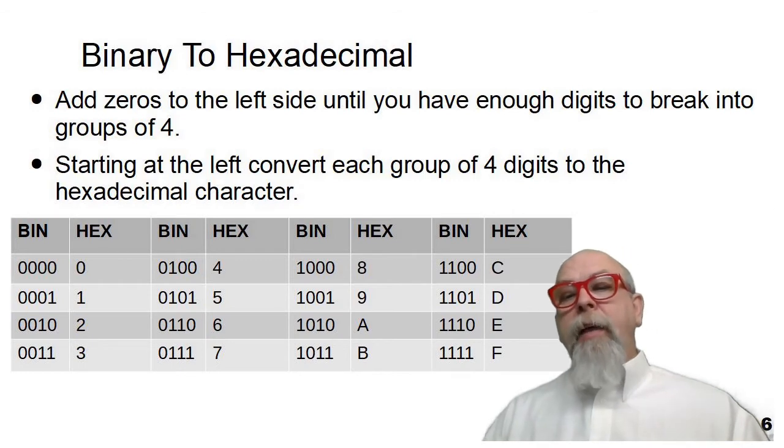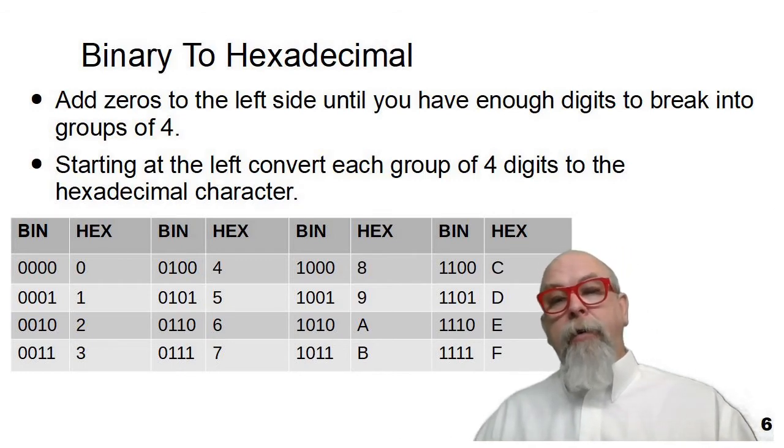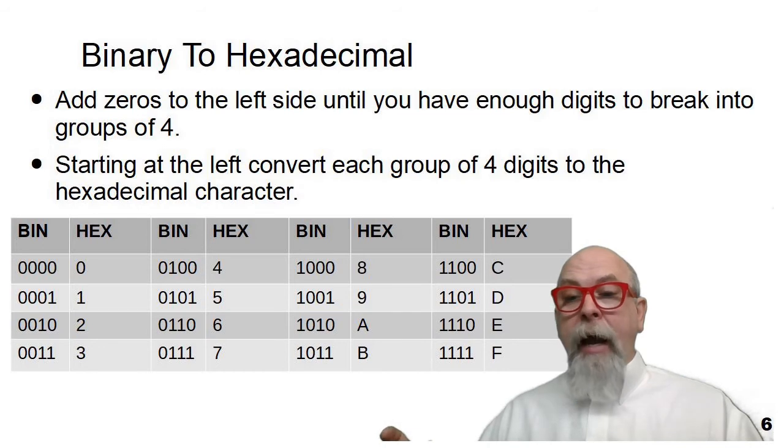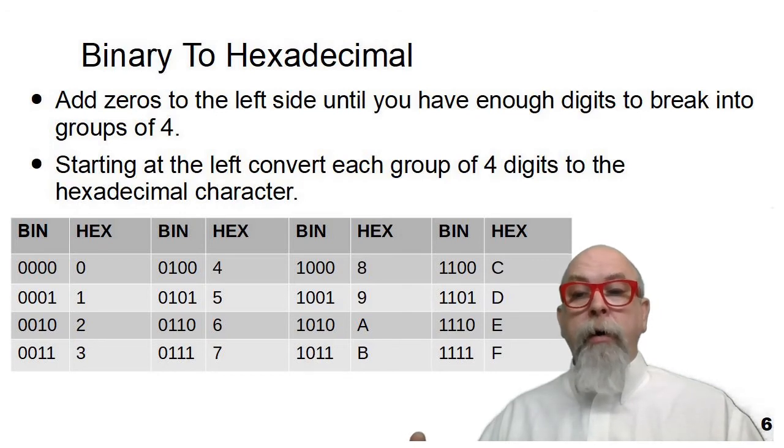Then you start on the left-hand side, or the right-hand side, it really doesn't matter, and convert each group of digits to its hexadecimal character. So if the four bits you're looking at are 0000, you write down a 0 for hex. If it's 1100, which is 8 plus 4 or 12, you write down a C. If it's 1111, that's 15, you write down an F.